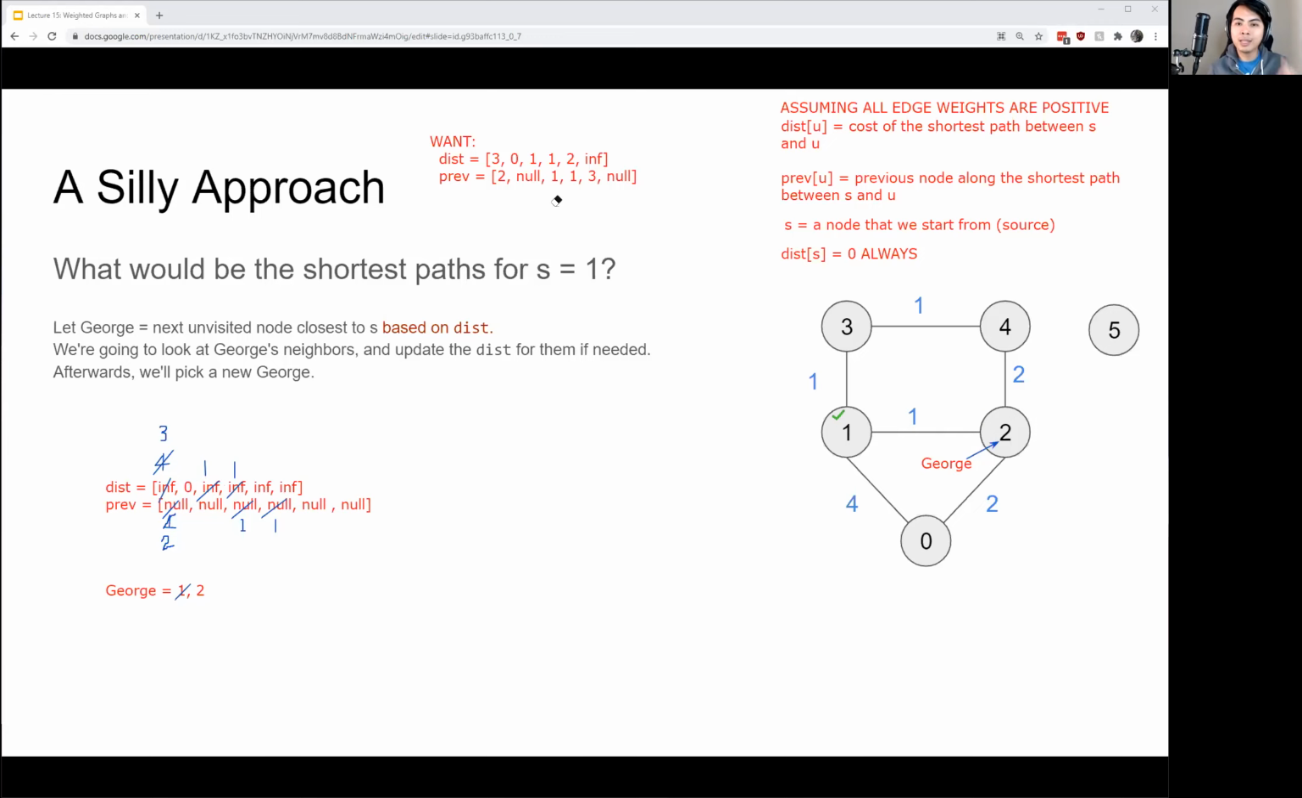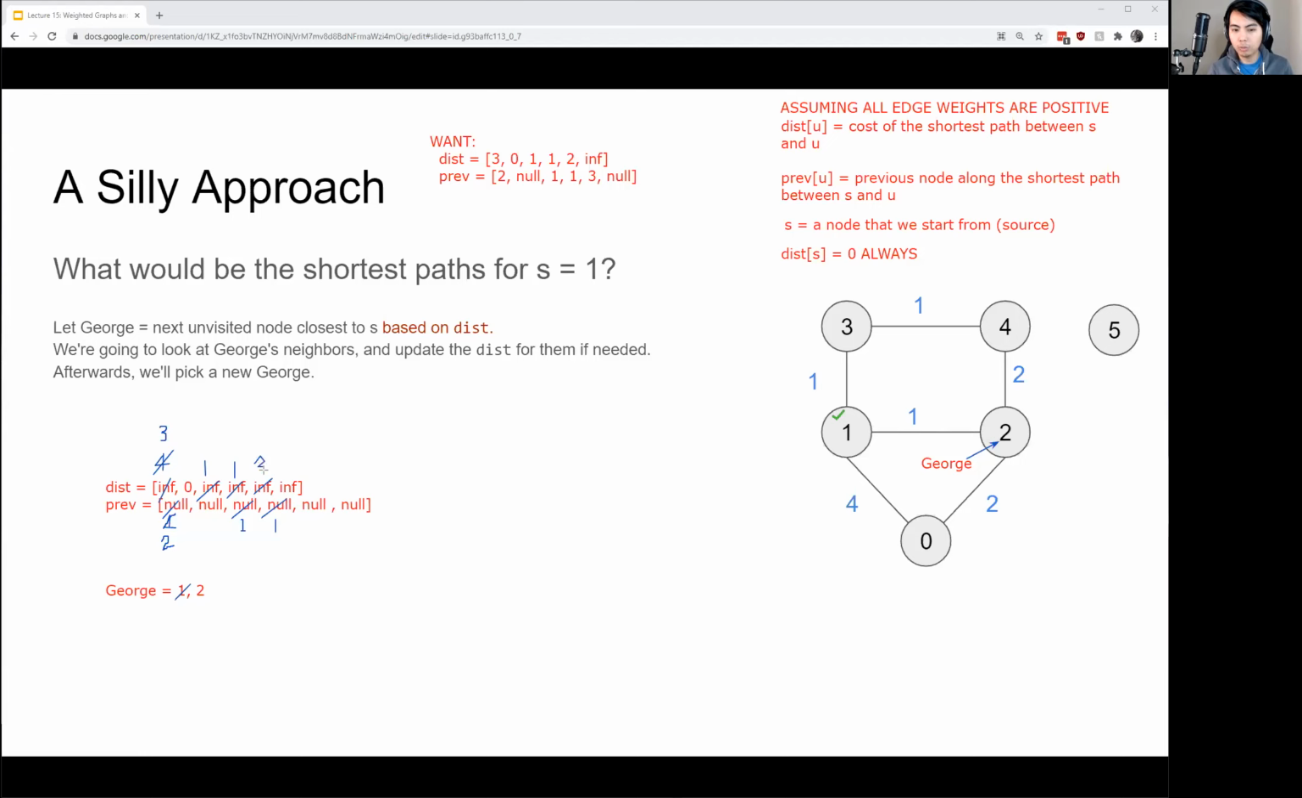And then the last thing we update is the neighbor 4, right? Because George is equal to 2, the last neighbor is 4 here. That means that the cost to get to 4 is now updated. Previously, it was infinity, right? The cost to get from 1 to 4 was infinity because we didn't have a path. And now we're going to update it to the cost to get to 2, which was 1, plus the edge cost to get from 2 to 4, which is 2.